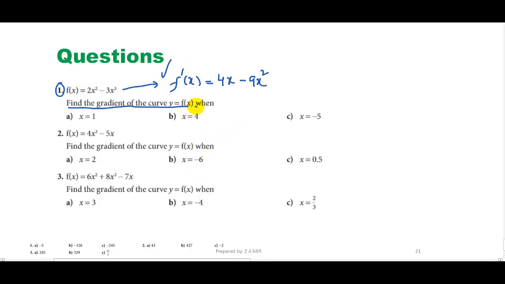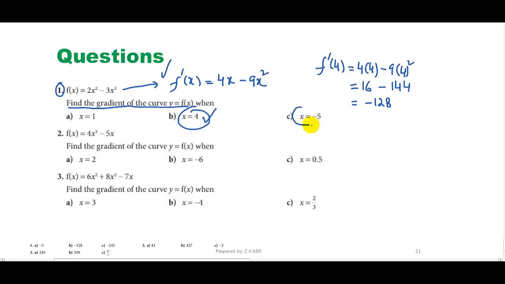So now find the gradient at x is equal to 4. So it means f dash of 4. Put 4 in the gradient: 4 into 4, minus 9 into 4 squared. So the gradient is 16 minus 16 nines. What is 16 nines? 144, and 16 minus 144 is minus 128. So the gradient of the function at x is equal to 4 is minus 128.